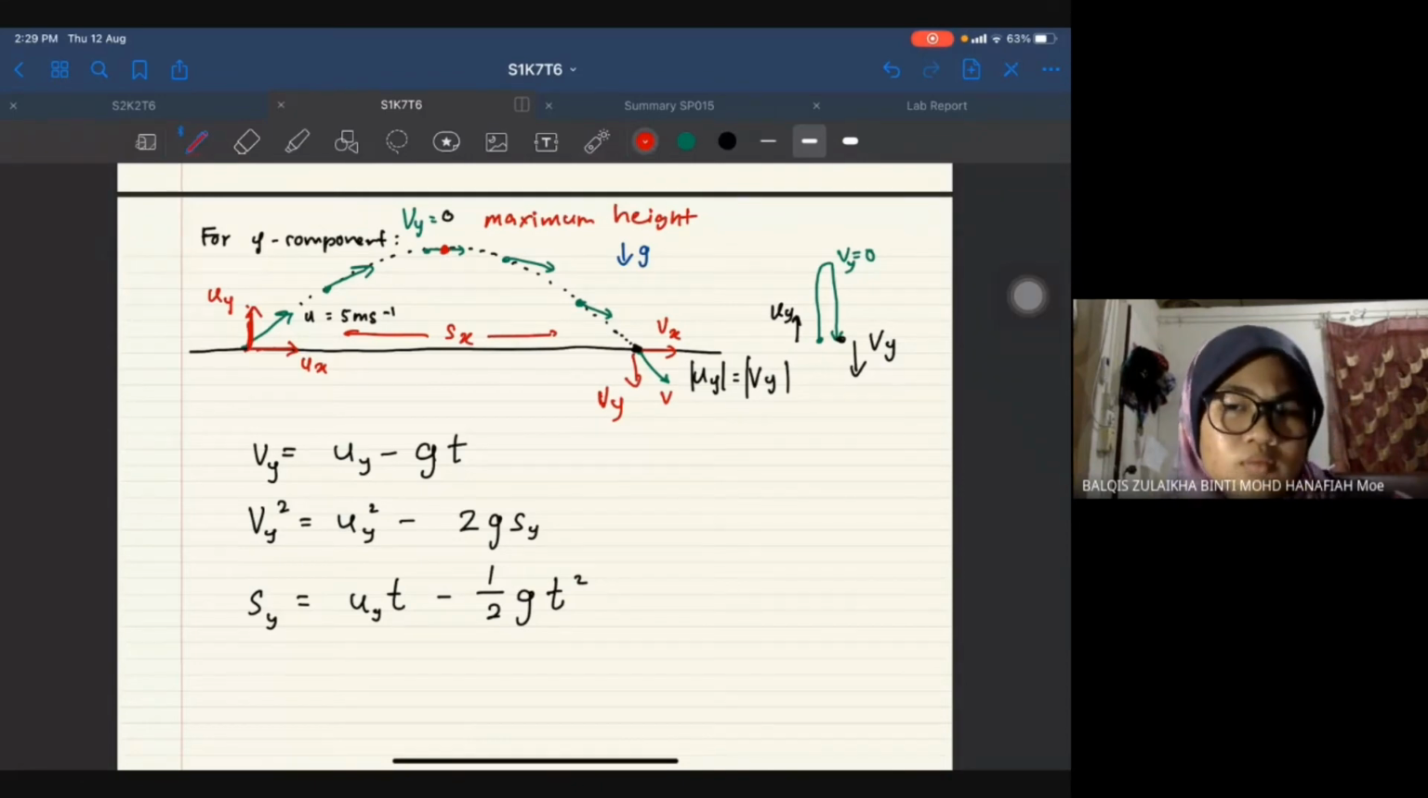So UI ni, initially katakan magnitude dia panjang macam tu. Bila dia goes further up, magnitude dia berkurang. Dia makin lama makin slow. Kalau kamu buat slow motion, kamu nampak benda tu bergerak makin slow.